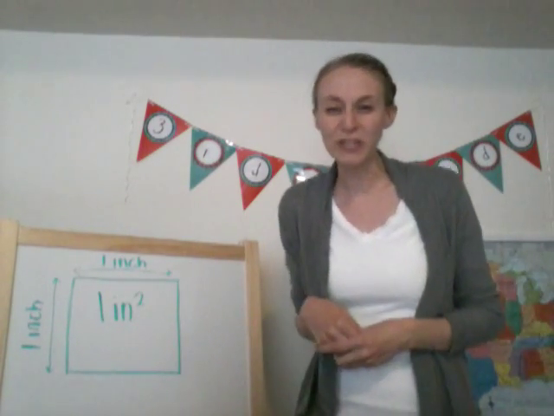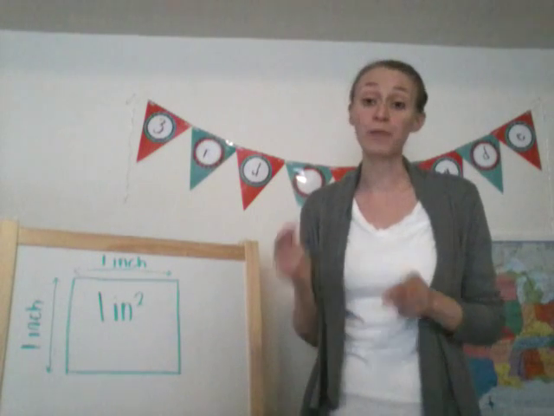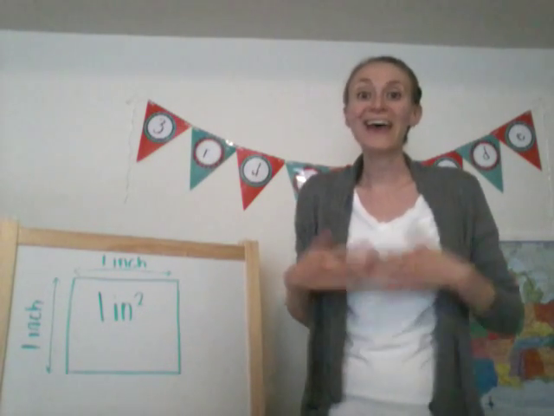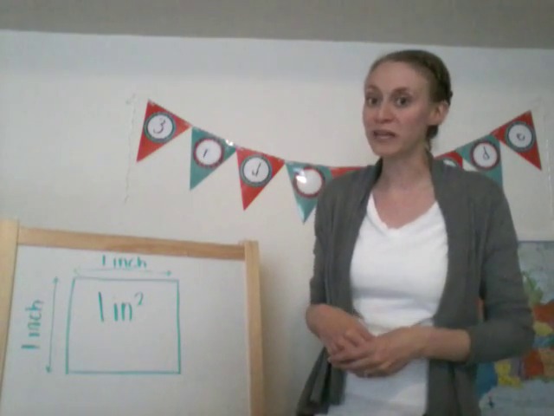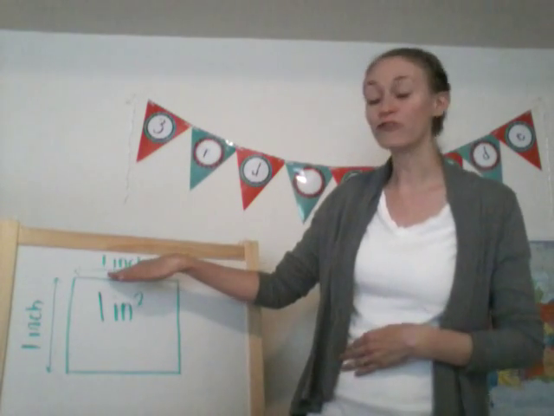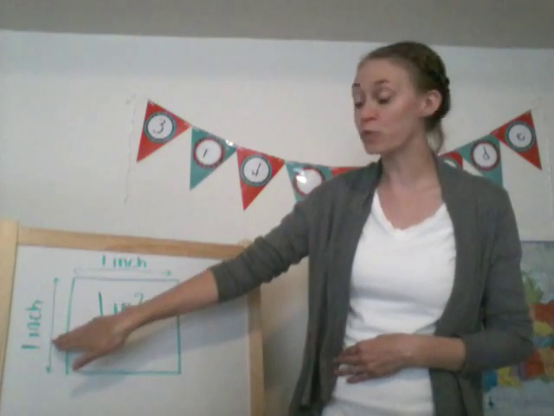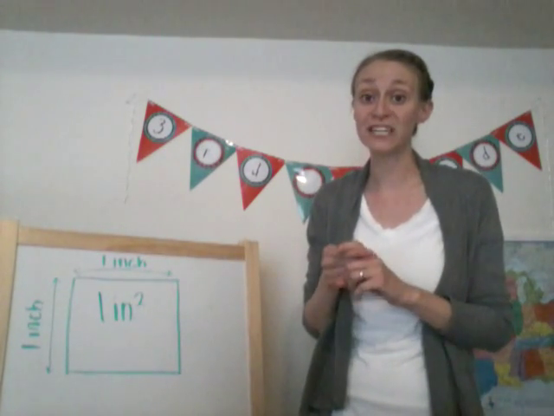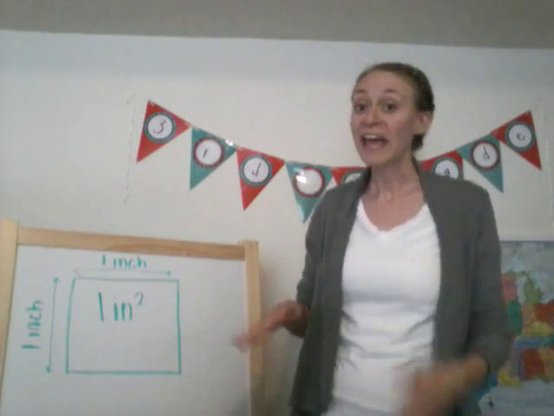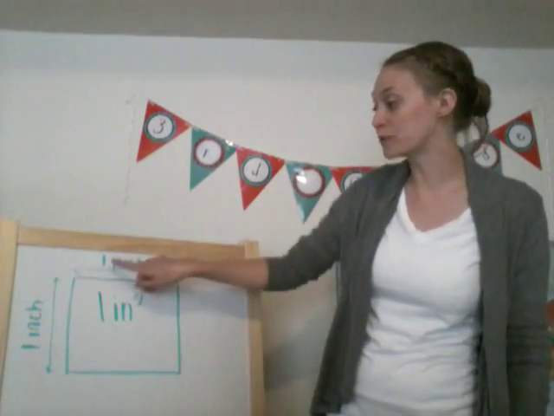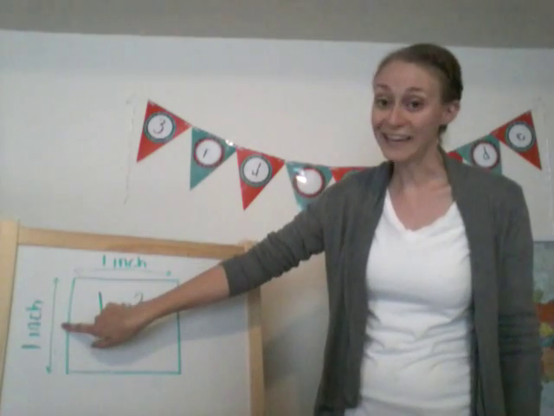Now something we didn't really get into when we talked about area a couple weeks ago was another way to find the area. What we can do is look at the measurement for length and the measurement for width, and we can multiply them together, and that will also give us the area. In this case, if you're looking, we would multiply 1 inch by 1 inch.